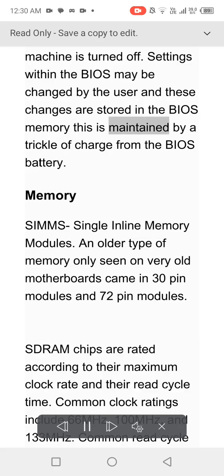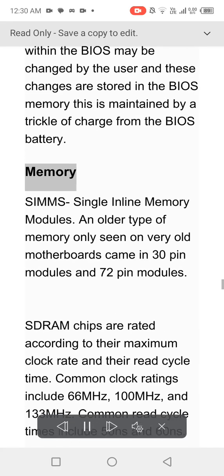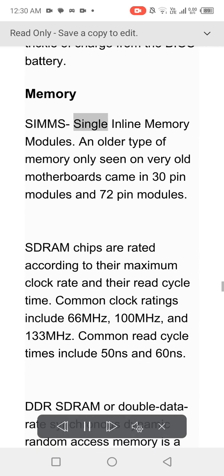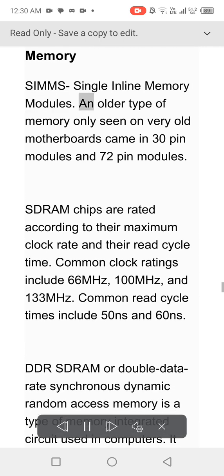This is maintained by a trickle of charge from the BIOS battery. Memory. SIMMs, single inline memory modules. An older type of memory only seen on very old motherboards came in 30-pin modules and 72-pin modules.